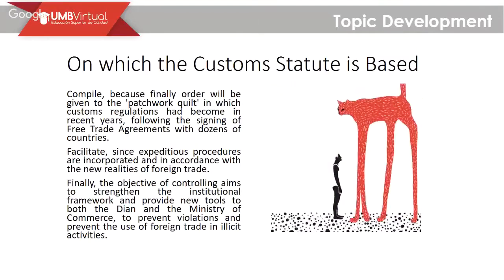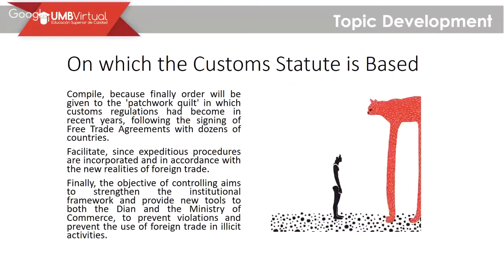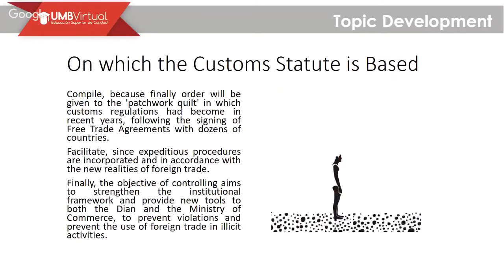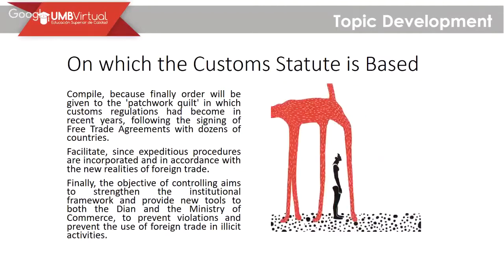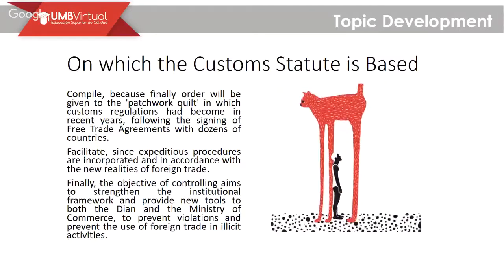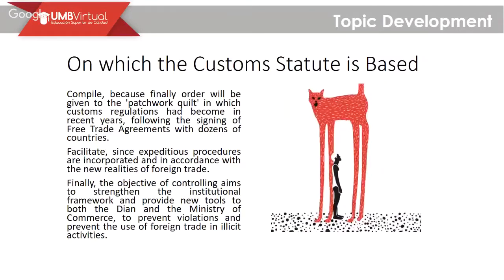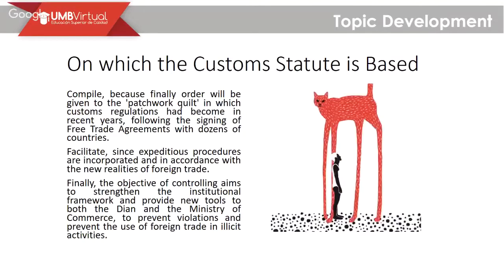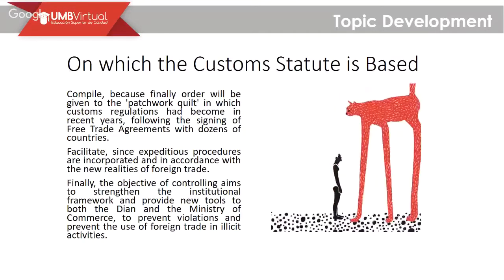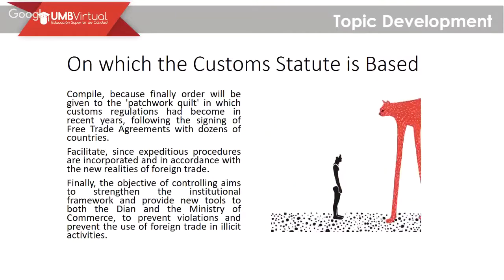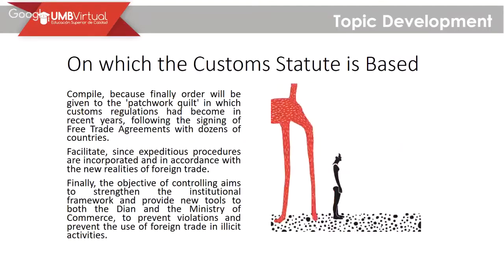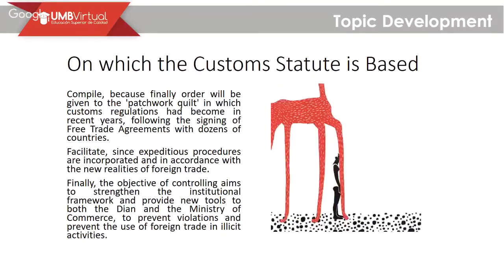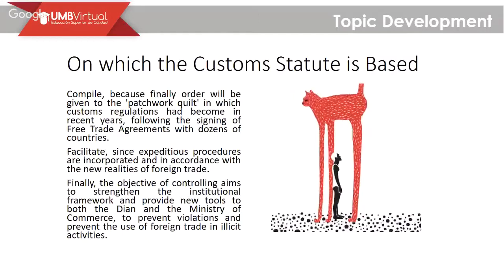So, what does this customs statute want? What it wants is to make an easy clearance process for the products that you are bringing into the country. So that's why procedures are incorporated in accordance with the new realities of foreign trade. And finally, the objective of controlling aims to strengthen the institutional framework and provide new tools to both the DIAN and the Ministry of Commerce to prevent violations and prevent the use of foreign trade in illicit activities.